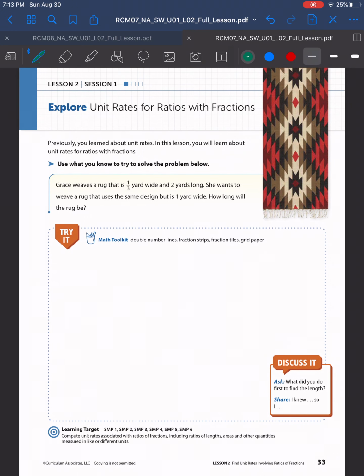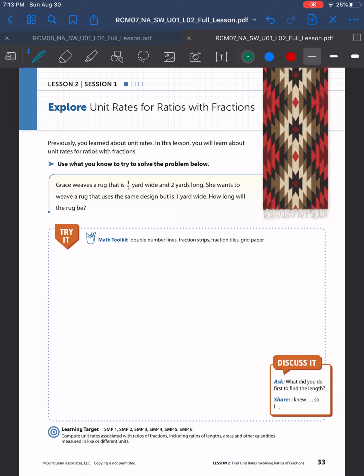Let's go to Lesson 2, Session 1. All right. Grace weaves a rug that is 1/3 yard wide and 2 yards long. She wants to weave a rug that uses the same design but is 1 yard wide. How long will the rug be?